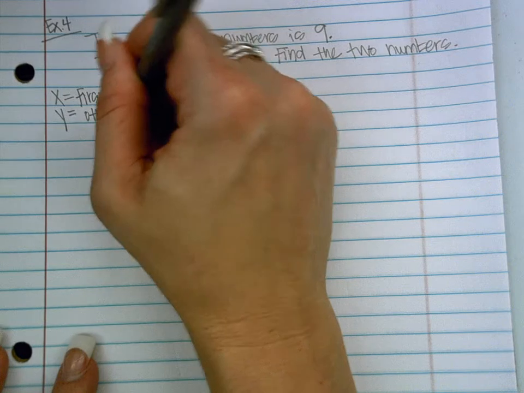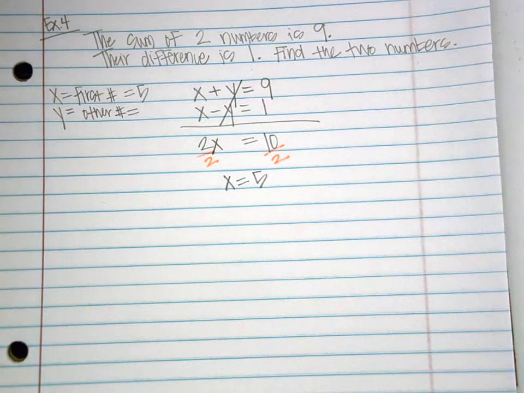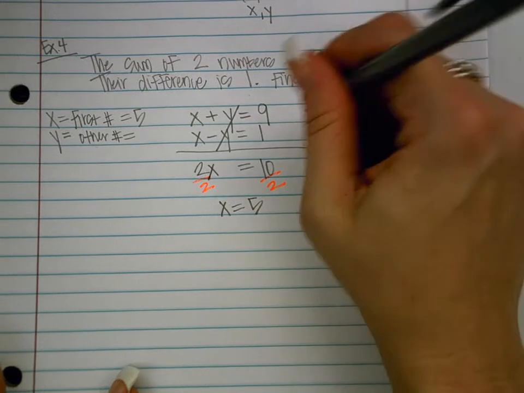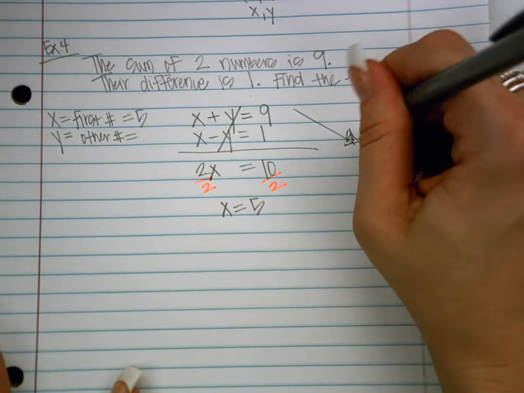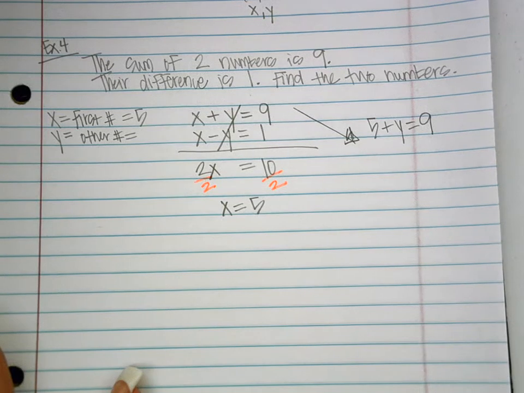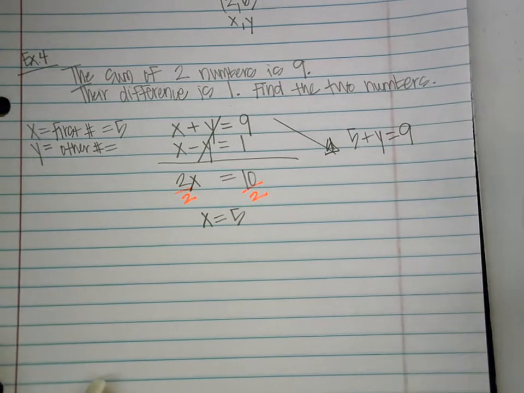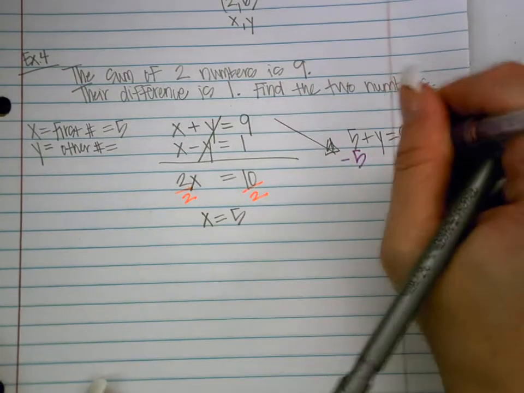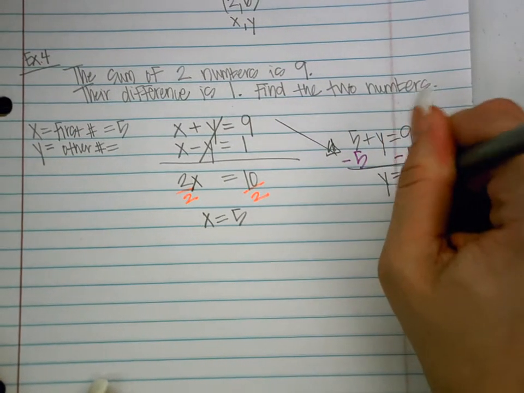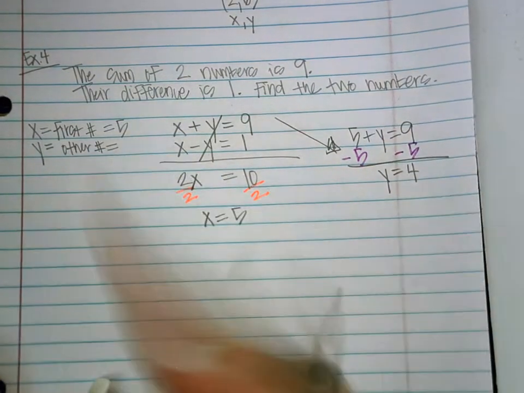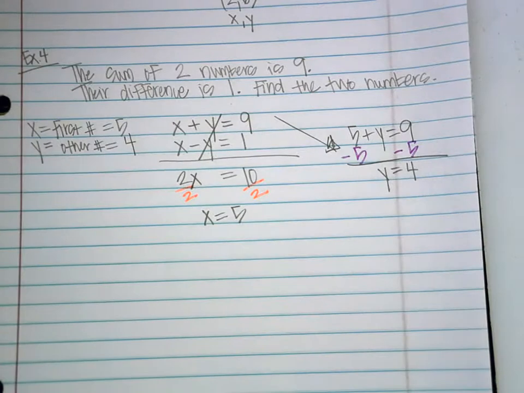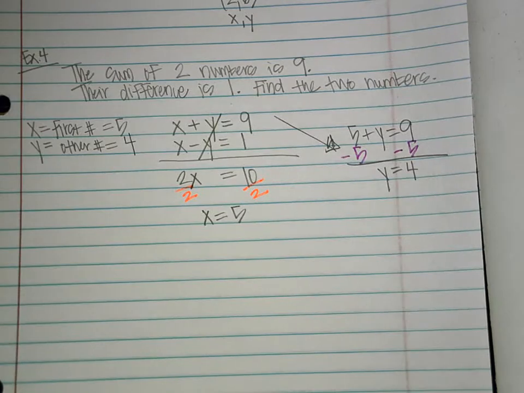How do you find the other number? Plug it in. You can plug it into either of the equations. Doesn't matter. I'm going to use the first one. So 5 plus Y equals 9. How do you get Y by itself? Subtract the 5 from both sides. That leaves us with Y equals 4. So what does that tell you? The first number is 5. The other one is 4. That's it. That's all that means.